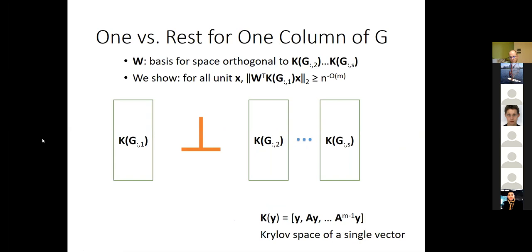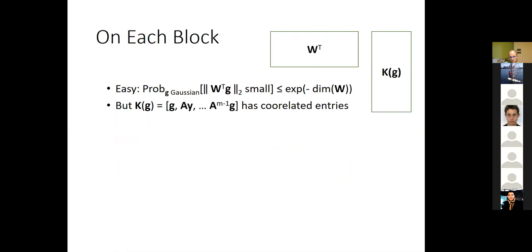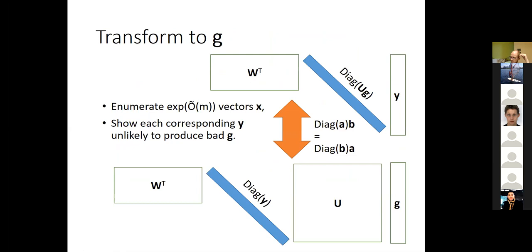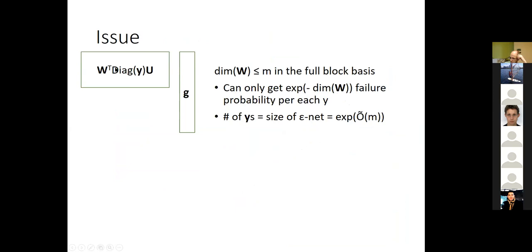You try to prove that each of these blocks is orthogonal to the space that's in the null space of the rest of the columns. The way you do this is you take a gigantic epsilon net argument. This is where we start losing factors of m. We basically get down to the point where we want to prove the probability of a fixed vector times a Gaussian is small. The key thing is that it depends very much on the dimension of this matrix. If this matrix has fewer than m rows, you can only get roughly exp negative dimension.